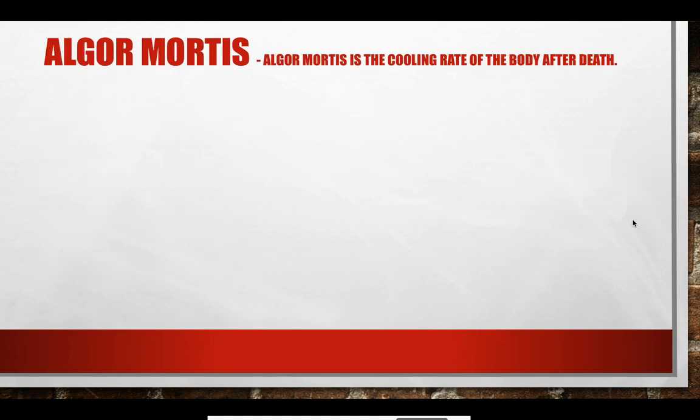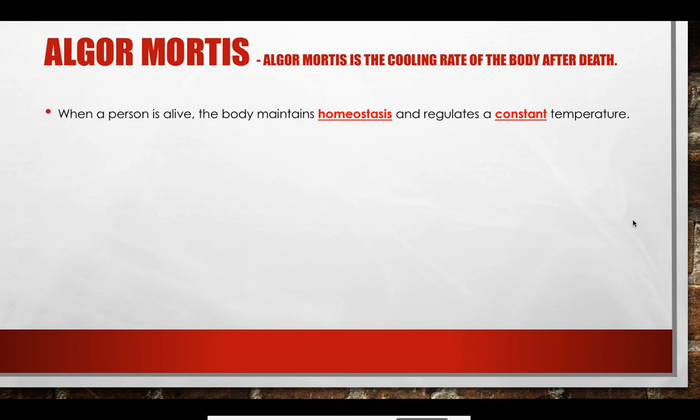All right, and our last one here is algor mortis. And this is talking about the cooling rate of the body. So when a person is alive, the body maintains homeostasis and regulates a constant temperature, or at least it tries. So your body is always trying to keep you at a happy medium.